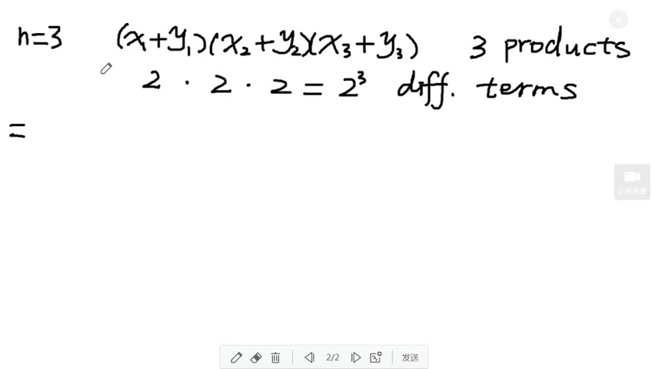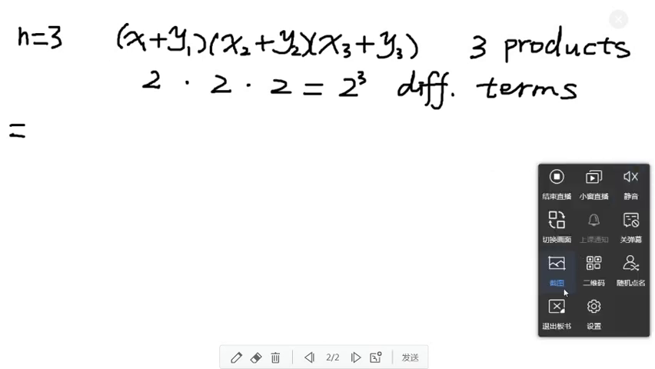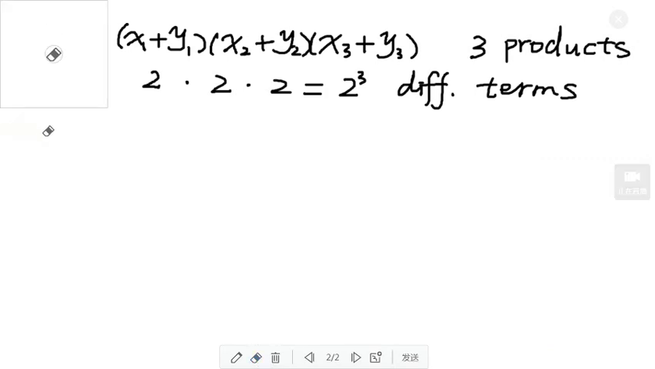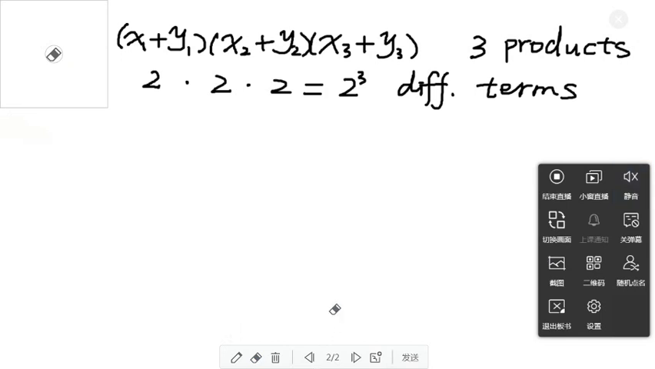Let me write the first terms, then we explain. We write n equals 3 again.